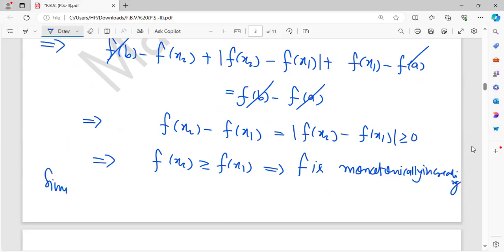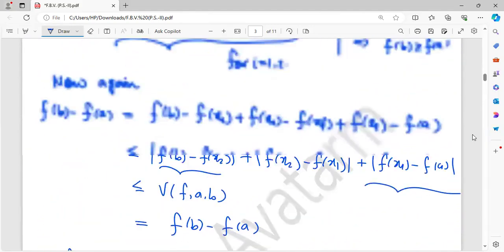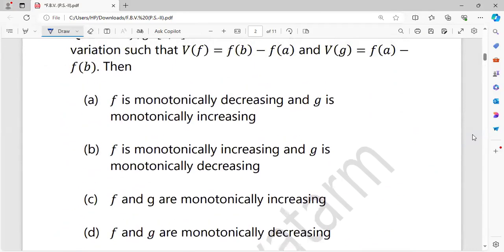Similarly, we can show G is monotonically decreasing. So this is done. We have proved that f is monotonically increasing. Similarly, we can show that G is monotonically decreasing. So which option is correct? Option number B is correct.